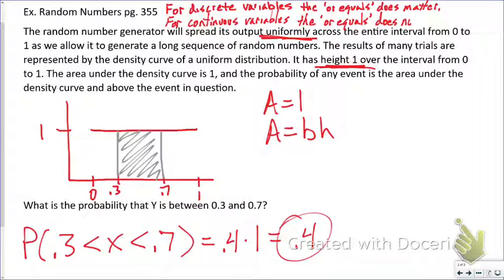Does not matter. So down at the bottom of the page here, it didn't matter if I wrote or equals or not. I could have put these lines under it or left them off. Same exact answer, because it's an interval of 0.3 to 0.7.